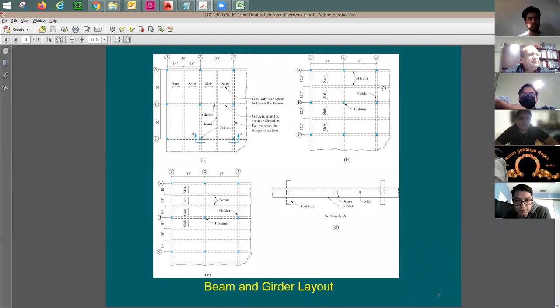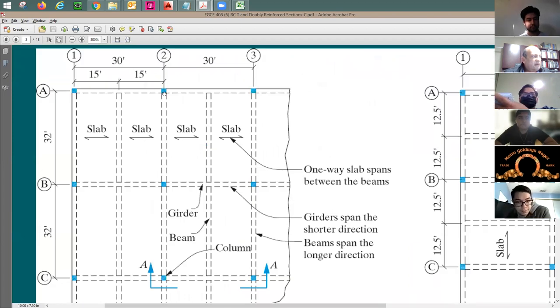Here's a case, for example: we have columns, which are this blue shading that you're looking at. We call these grid lines, grid lines 1, 2, and 3, and grid lines A, B, and C. The spacing here is 30 feet from grid line to grid line, and in this direction it's 32 feet. And as you see here, you're going to see a beam on each grid line and a beam in the middle.